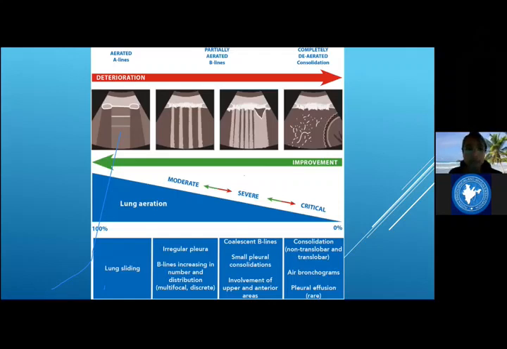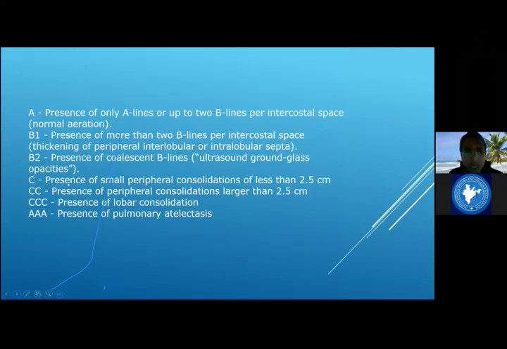the patient. So this is the nomenclature that is used in ICU, because with so many patients, it will always be difficult to write the whole thing. So A is normal, B1 is 2 or more B lines, B2 is presence of confluent B lines. C is small peripheral consolidations less than 2.5 centimeter. If it's more than 2.5 centimeter, it is CC. Lobar consolidations are triple C, and presence of pulmonary atelectasis is triple A. So if you want, you can follow this, or otherwise forget it.